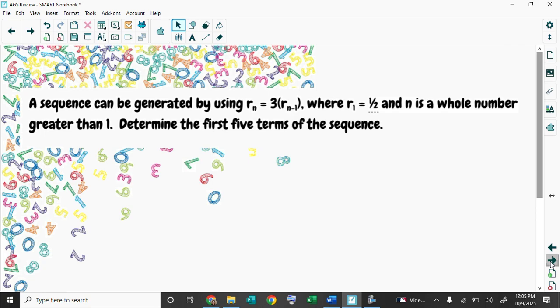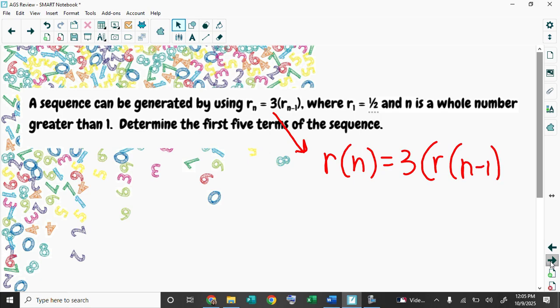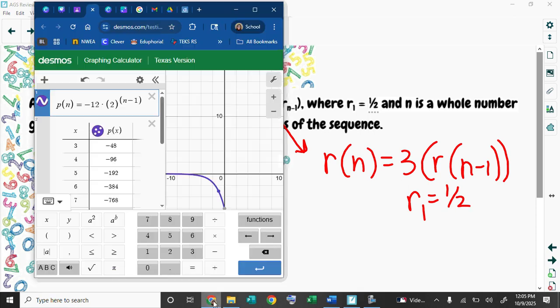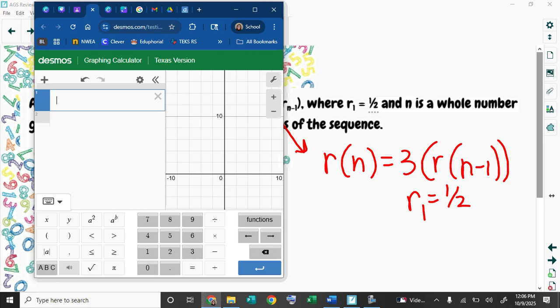Sequence can be generated by the following. I need to rewrite this so I can put it in my calculator. R of n equals 3 times R of n minus 1. And then what's important is R of 1 is 1/2. So my calculator, here we go.